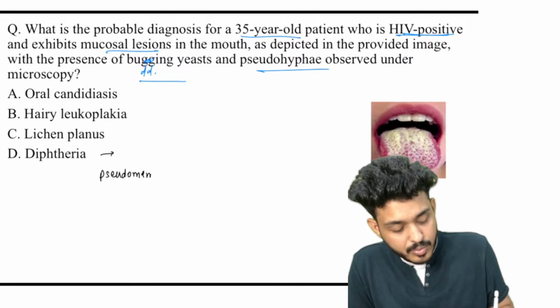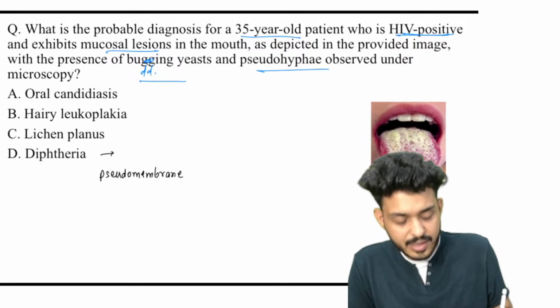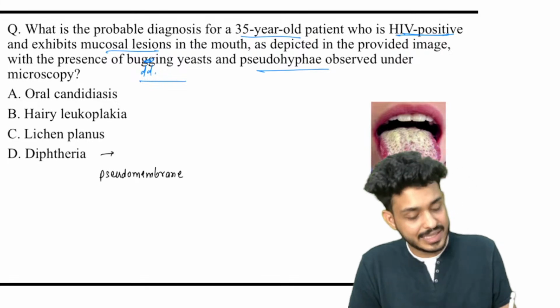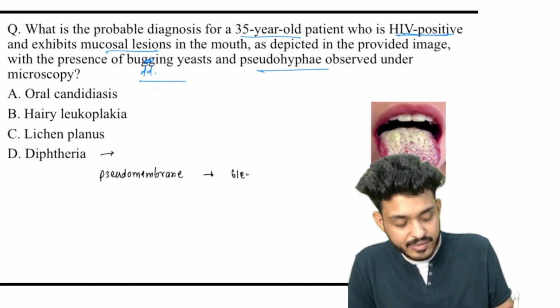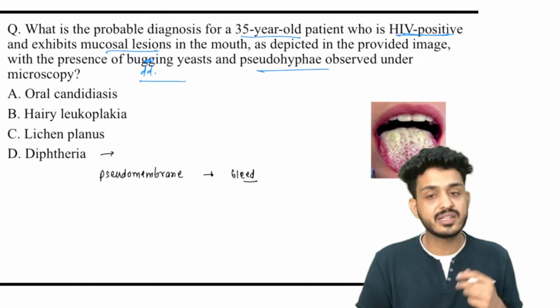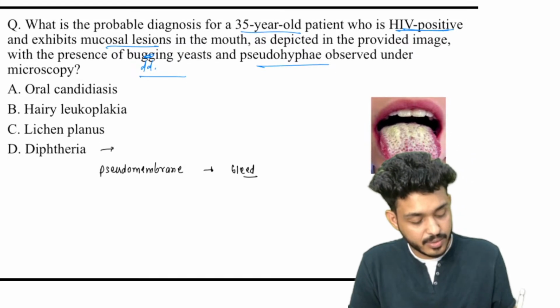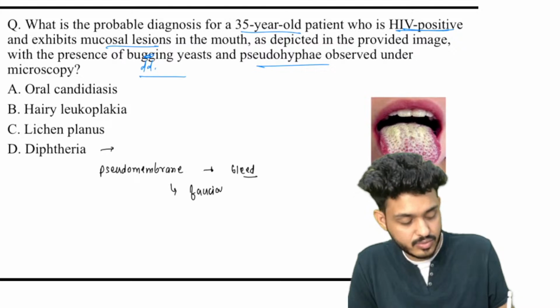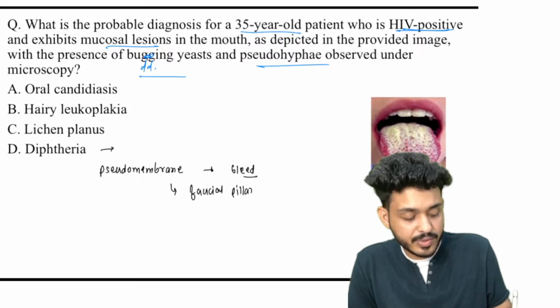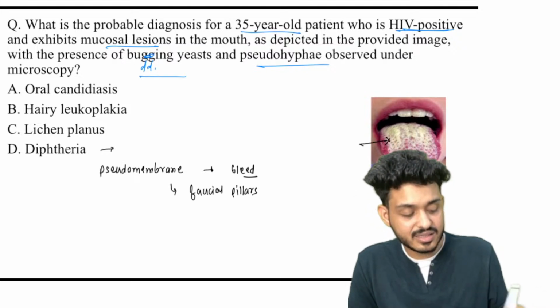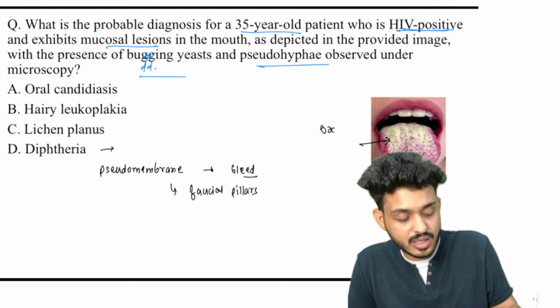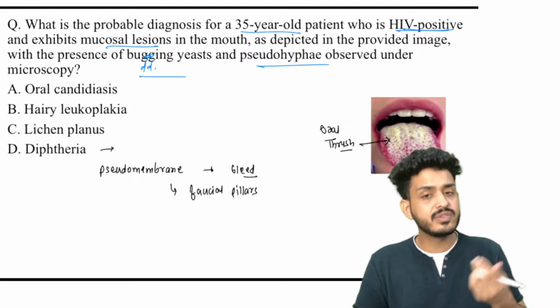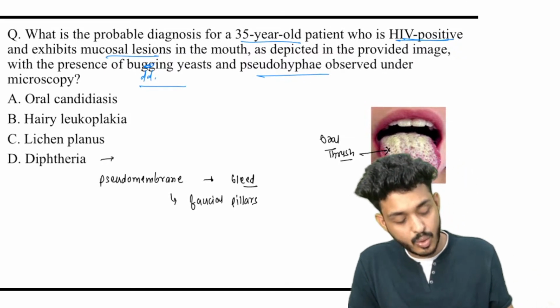When you try to remove that pseudo membrane, what will happen? Is it going to bleed or not? Yes sir, it is going to bleed. When we try to remove that pseudo membrane, it is going to bleed, right? So that is your pseudo membrane, and it is present near the faucial pillars. This is how you will be differentiating. Here the thrush, this is known as oral thrush. यहाँ पर oral thrush होगा. When you try to remove it, it will come out, right? So that is your oral thrush.